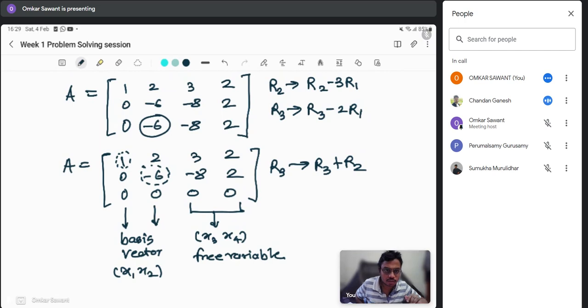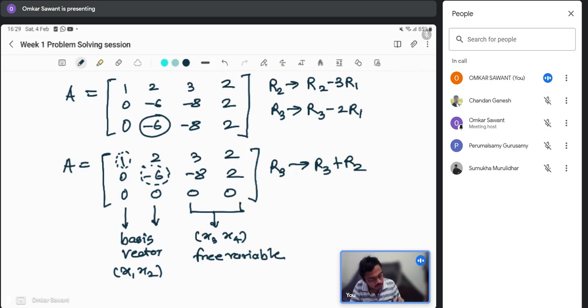Did you get what I am trying to say? We don't have a proper diagonal here, so we are taking the first element as the diagonal. And this pivot will form your basis vector. Means the column vectors corresponding to the pivot element will form the basis vector, and this will be your free variable. So you got the free variable.